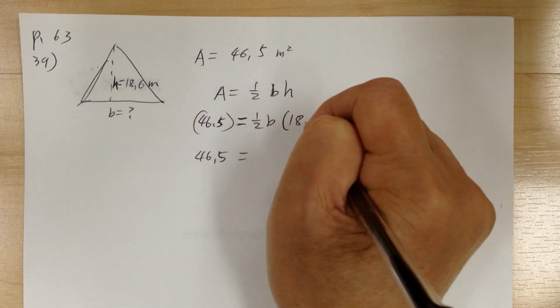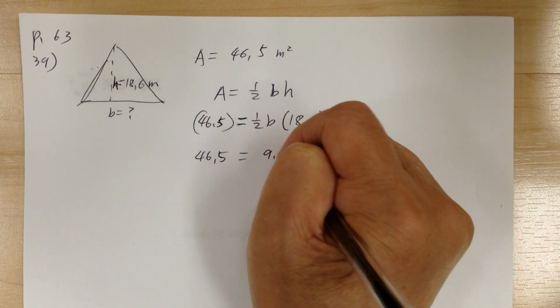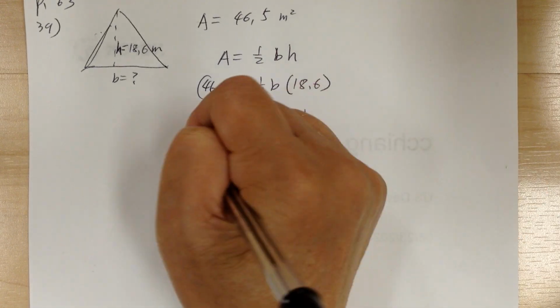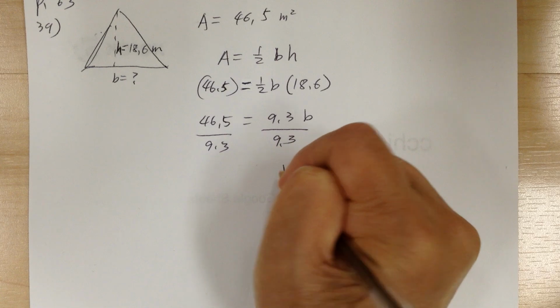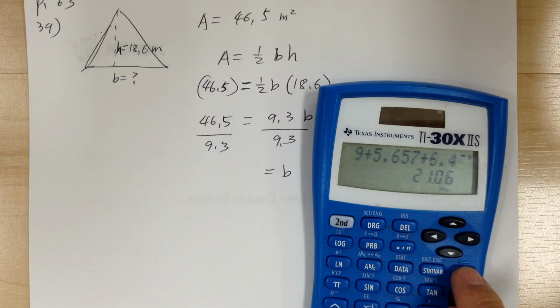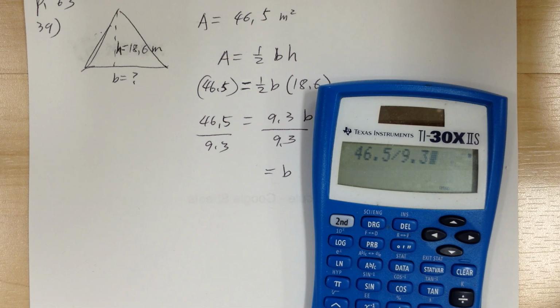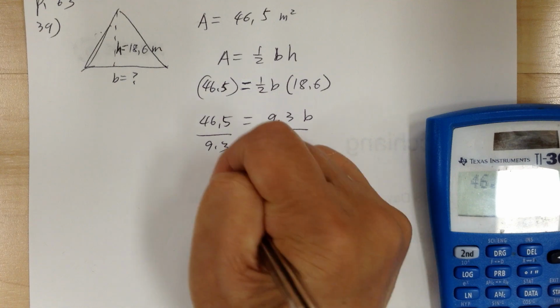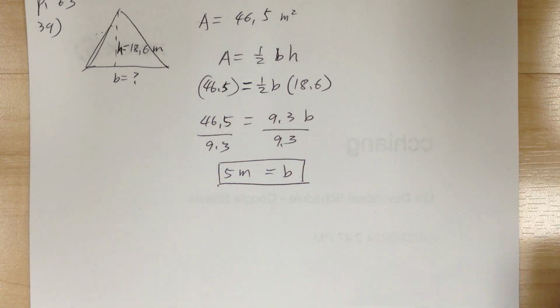So 46.5 equals, now you multiply this, it will give you 9.3 B. Now divide by 9.3 on both sides. So B equals 46.5 divided by 9.3, equals 5 meters.